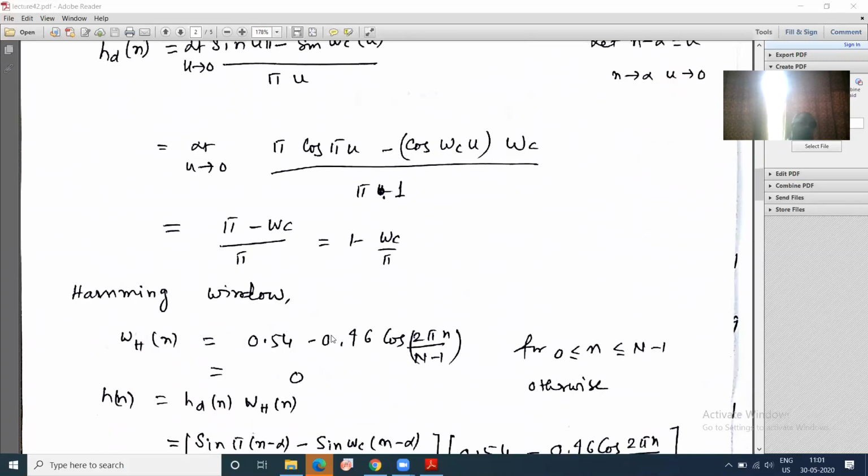Now Hamming window. What is Hamming window? Hamming window is defined as, instead of the rectangular window where this becomes 1, the window definition is 0.54 minus 0.46 cos of 2 pi n by n minus 1. This is the definition of this window over the limit n equal to 0 to n minus 1.